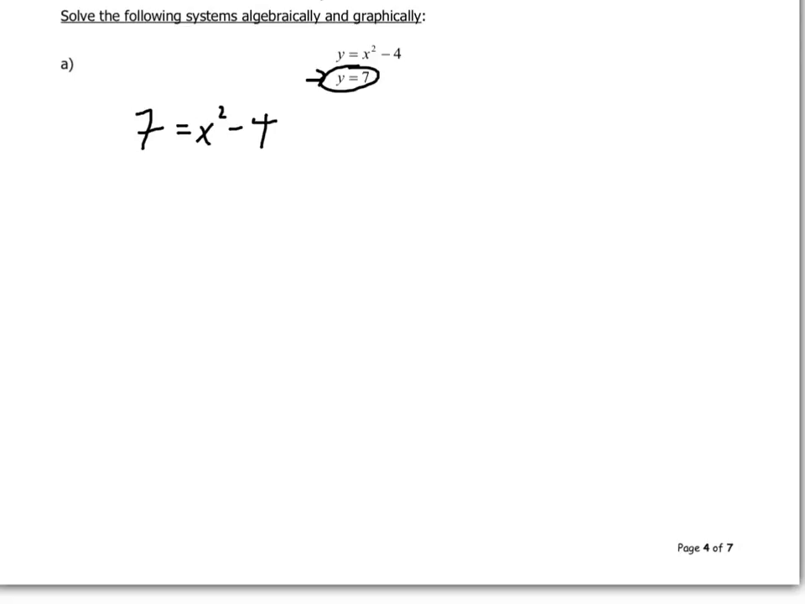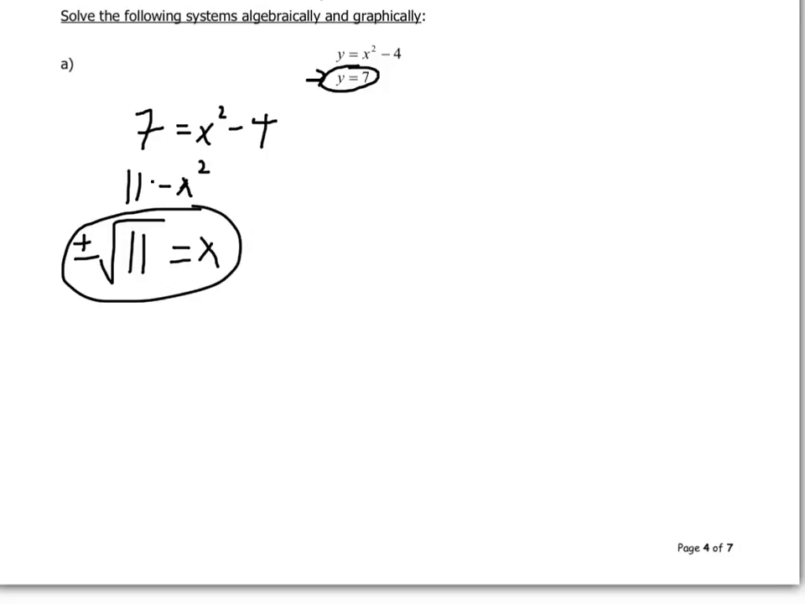Elimination is such a nice handy method when you're dealing with linear systems, but it's not as convenient now. We're going to add 4 to both sides. That gives me 11 equals x squared. Square rooting both sides, you get plus or minus the square root of 11 equals x. And so we have two solutions to our system. We have to plug this back in, but guess what you're going to get for the value of y? It's already given. It's 7. So our two solutions, x, y, equal positive root 11, 7, or negative root 11, 7.